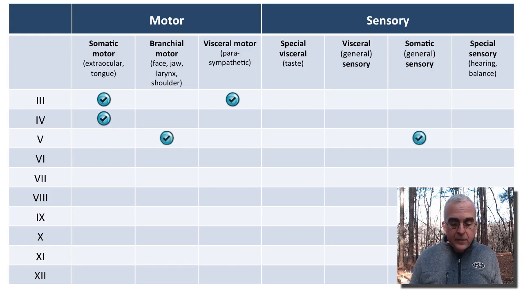Nerve 5 has two components. It has a branchial motor component. It supplies motor outflow to the muscles of mastication. That is, our chewing muscles. So these are muscles that are derived from the pharyngeal arches.